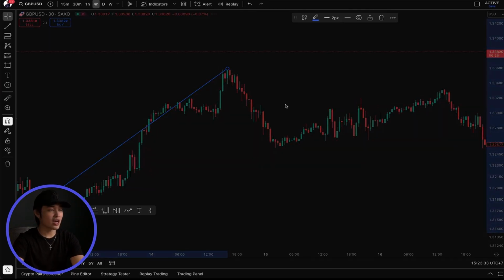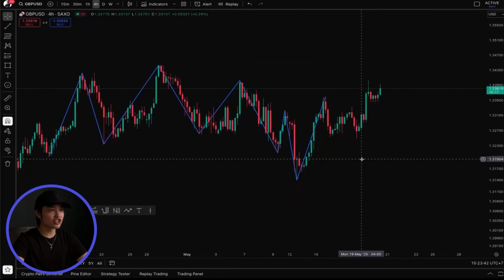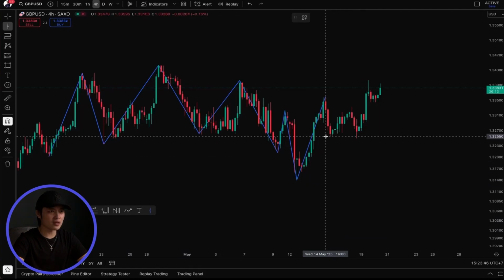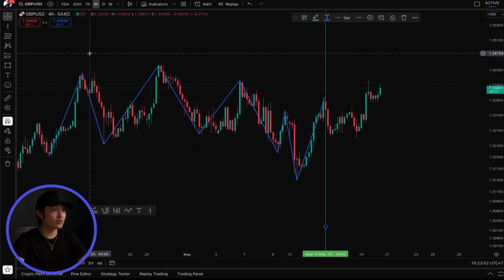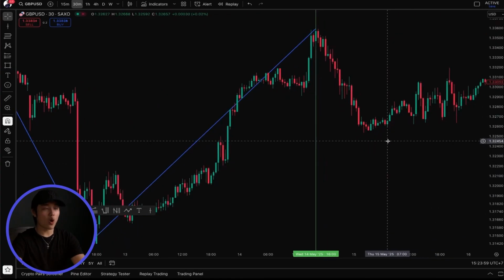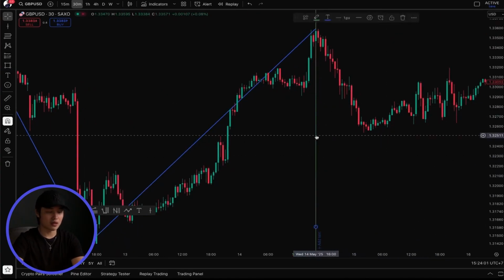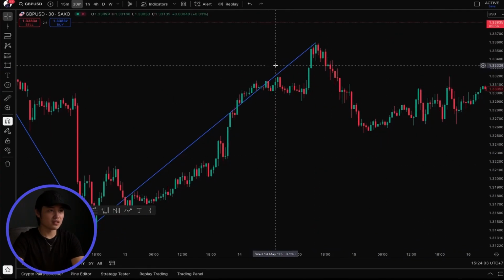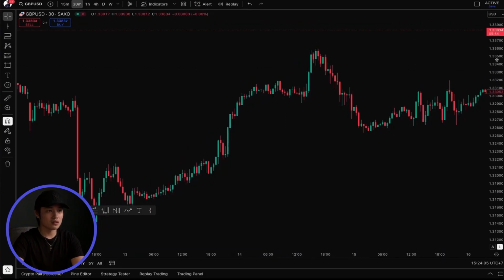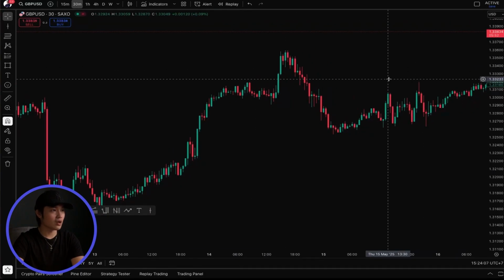Wait, let me check it first on the 4-hour chart. On the 4-hour chart, my entry point will be at around this candle, okay? 14 May 2025, that will be my entry point. This is the reason why I entered here, okay? Let me delete this first, so you can see it nicely, see it clearly.